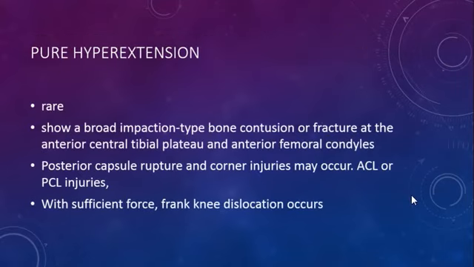Pure hyperextension is a rare mechanism of injury. You just need to imagine when the force occurs, when there is hyperextension, the injuries will occur at the tibial aspect, or the opposite side of the force, the exit side of the force, if you might say. So in a pure hyperextension, there is a broad impaction type bone contusion or fracture at the anterior central tibial plateau and anterior femoral condyle. That's the site of the impaction. However, the injuries will occur posteriorly. There is a posterior capsule rupture, and corner injuries may occur. ACL or PCL injuries may occur with sufficient force. There can be frank knee dislocation.